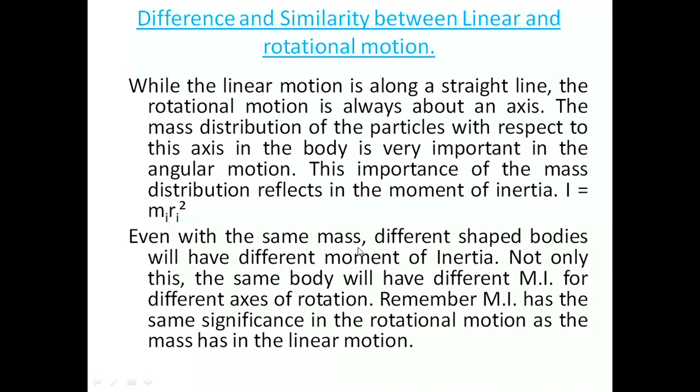Even with the same mass, different shaped bodies will have different moment of inertia. Not only this, the same body will have different moment of inertia for different axes of rotation. Remember, moment of inertia has the same significance in the rotational motion as the mass has in the linear motion.